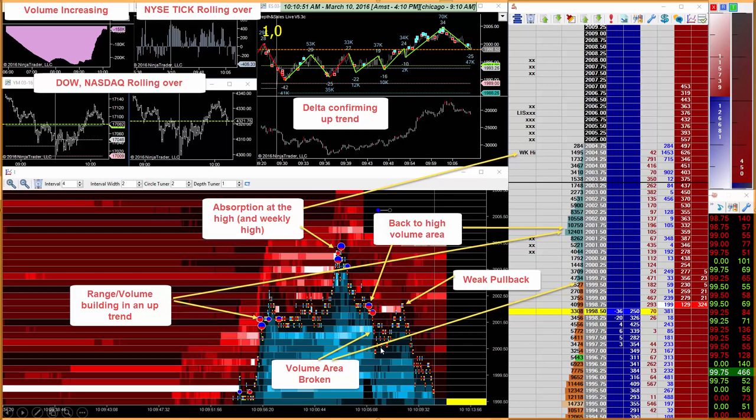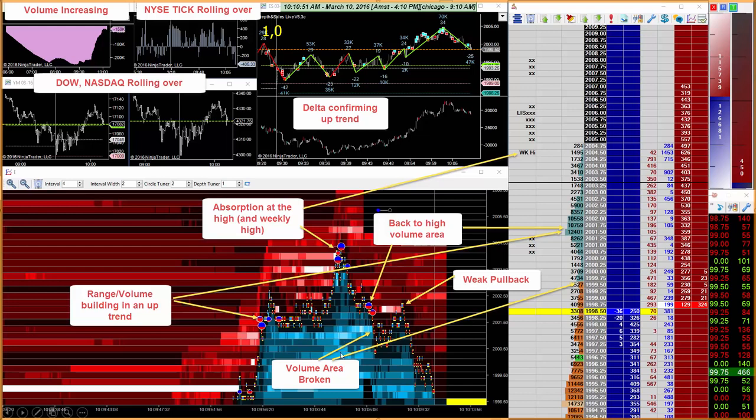Now we do break down to an area of high volume, and we can see the Dow, the Nasdaq moving off their highs, the 90 tick starting to show signs of a stock market sell-off. And next we get this weak pullback. So where are we pulling back to? We're pulling back to this area where we traded the size before. And that gives us the last selling opportunity that's visible on this screen, although more pullbacks would occur later.